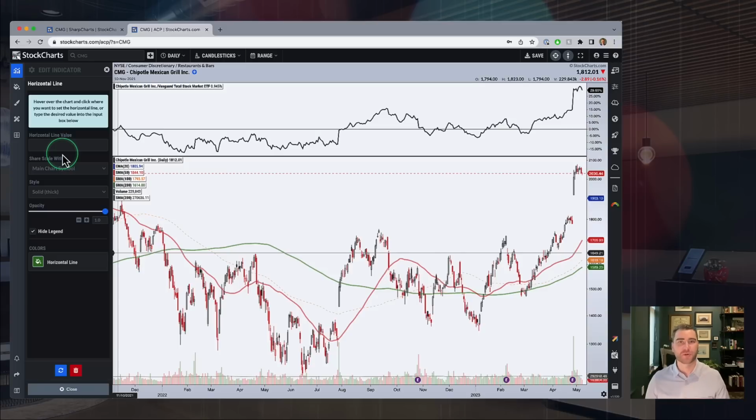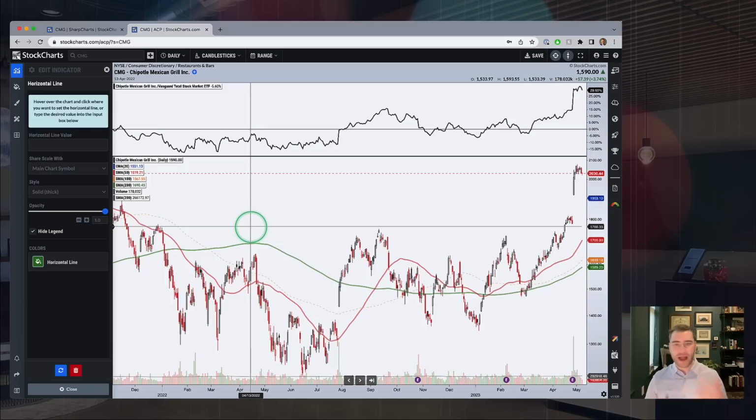Now, I haven't talked about the most important thing, which is actually putting a value into this box. Of course, we can click into here and we can type a value into this box. But in ACP, being a little bit more dynamic, a little bit more fluid, we can actually interactively click on this chart to set that level.